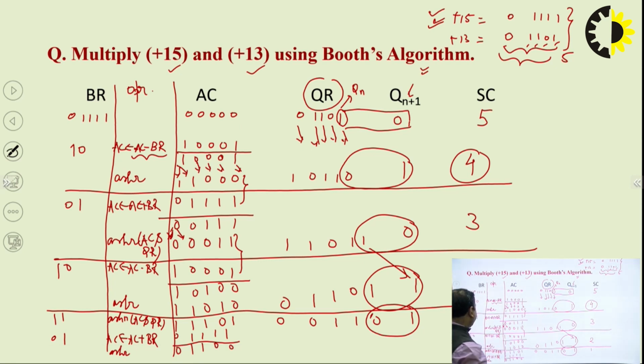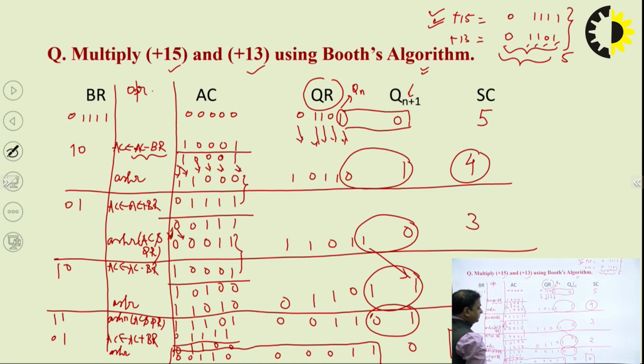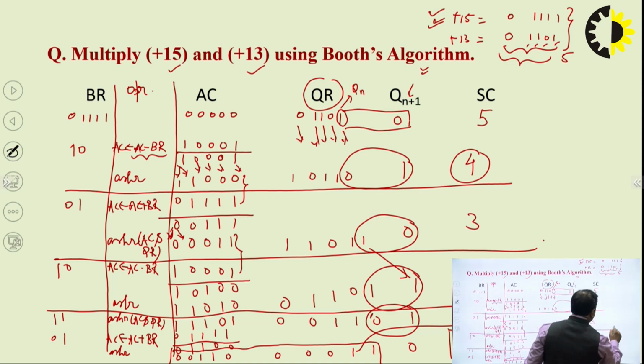right. Arithmetic shift right operation says 0 as it is, 0 will be shifted here, 1 1 0 0 0 0 1 1, and this will be decremented by 1. So now what I see that the value of the sequence counter has become 0. So now stop the process. Important thing is the result is stored in AC and QR of register. So this is my result, right. This is my result.